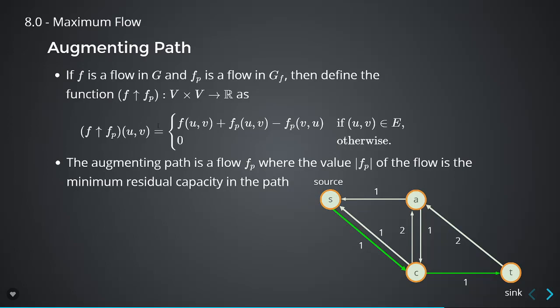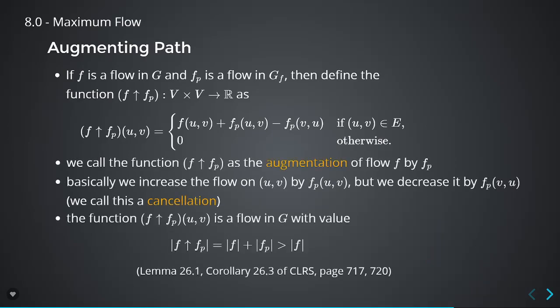And this is how we augment the flow in our original network. You have f(u,v) plus f_p(u,v). So basically, if the direction of the edge in the augmenting path is the same as the direction of the edge in your original network, then you just increase it by one. Well, increase by whatever the value is. But if the direction is different, then you actually reduce it, because this is cancellation.